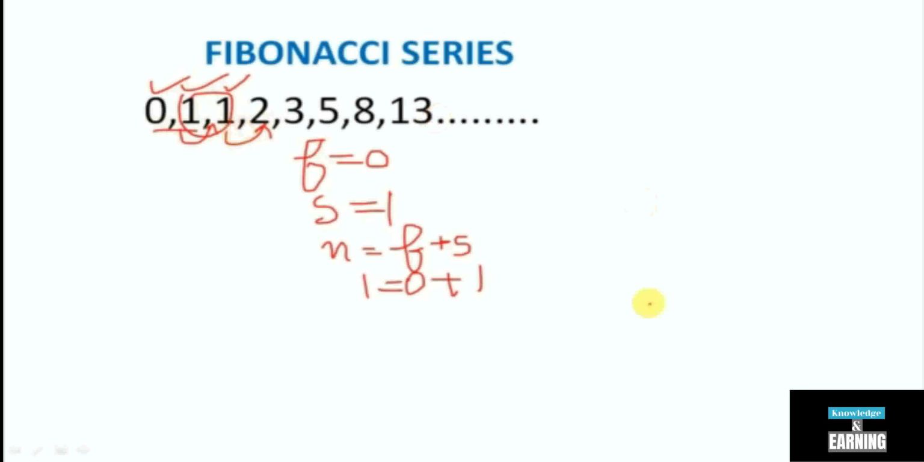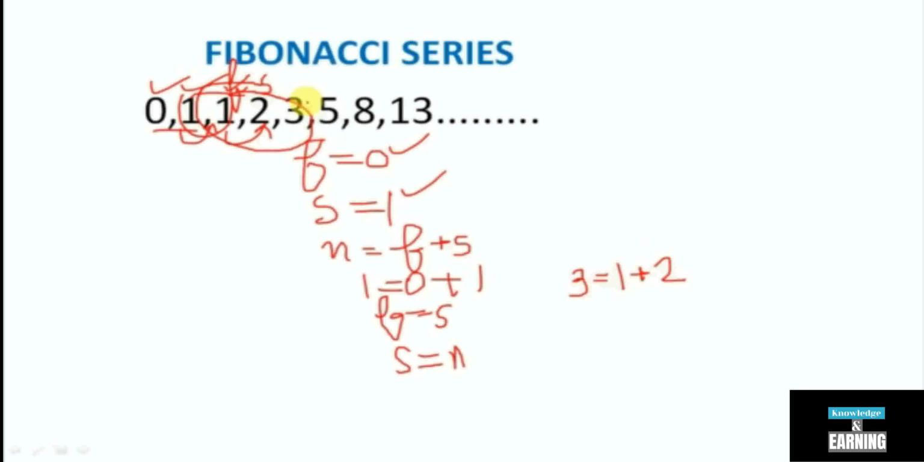Whenever we proceed further, we have to change the values of first and second. Initially it is 0 and 1, but in the next step, first will carry the value of my previous second, and second will carry the value of my previous next. Like in this case, first will become the previous second, and this will become my second. So for calculating the next value, first is 1 plus 2, and I will get the next value as 3.